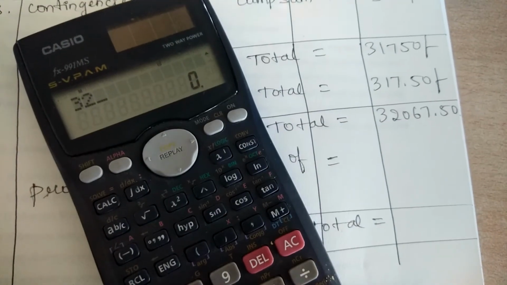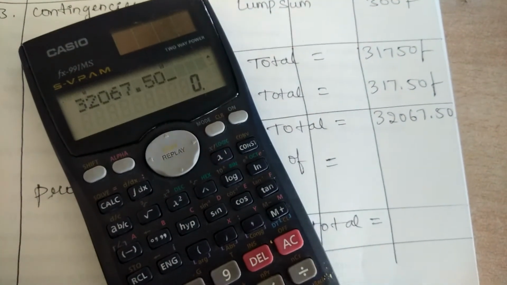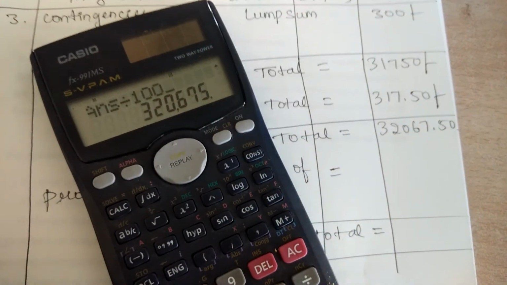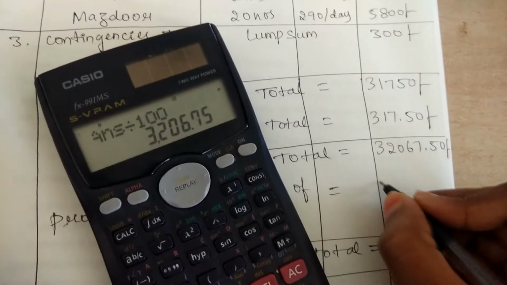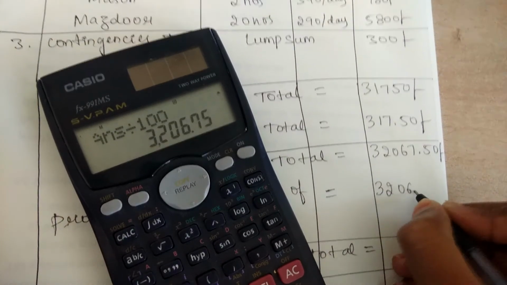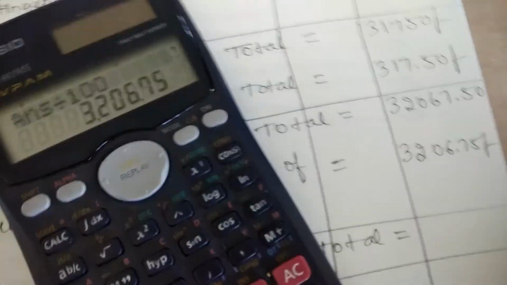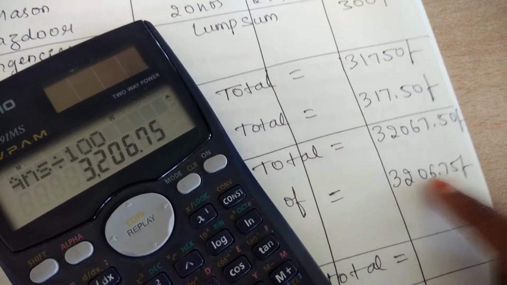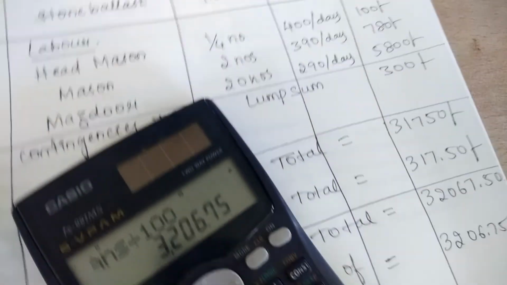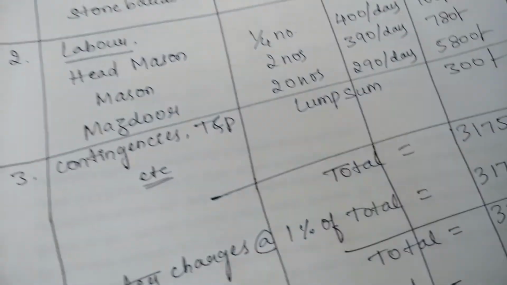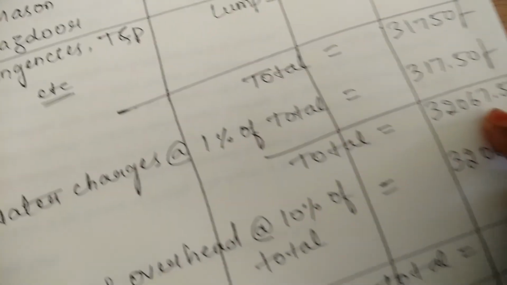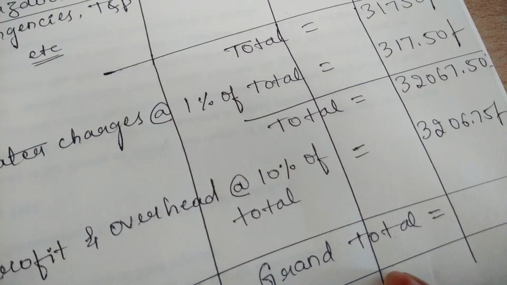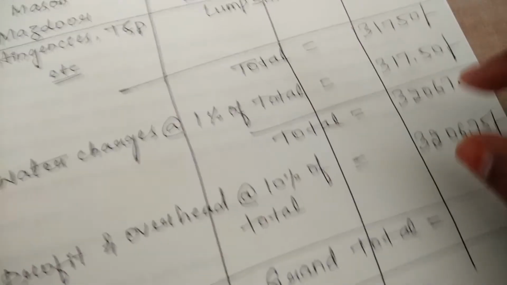The amount is 32067.50. So 10% means you multiply the value with 10 and divide with 100. That gives you 3206.75. So 10% for this amount is 3206 rupees 75 paise. Now, whatever value you got, along with that you need to add the 10%. So for finding the grand total amount, you need to add these two amounts.